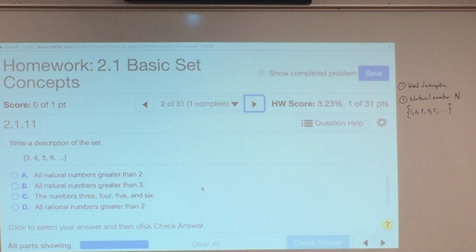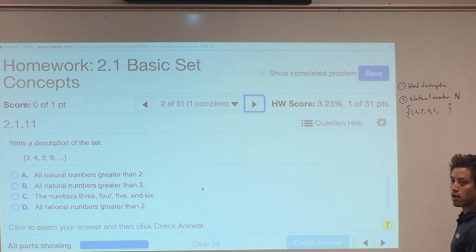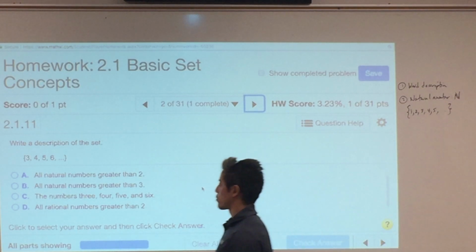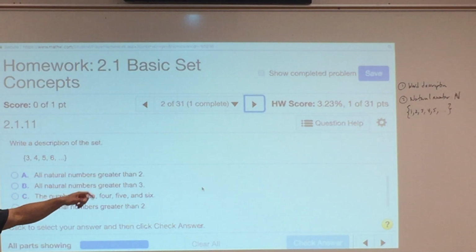So is 0 a natural number? No. Are any of the negatives natural numbers? No. Are fractions or decimals natural numbers? No. Your natural numbers are the numbers that start at 1 and go on to infinity, with nothing in between and nothing less than that. So when they say all the natural numbers greater than 2, they're saying take that set and take all the ones that are greater than 2.